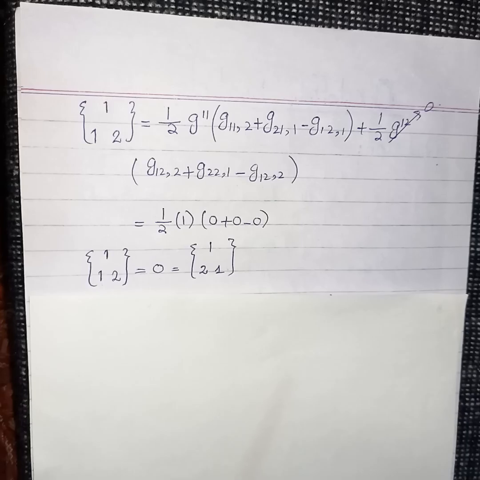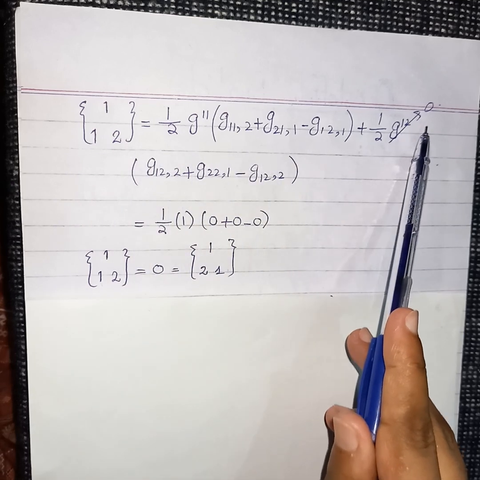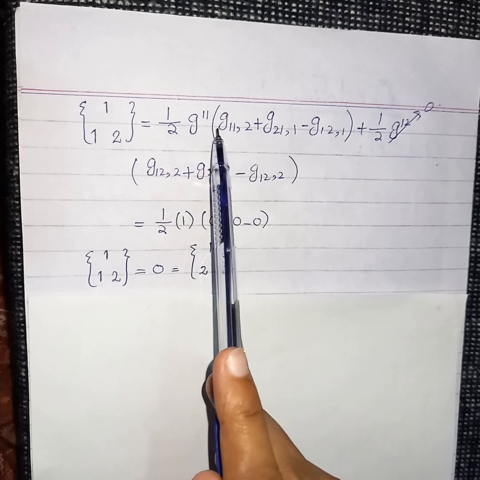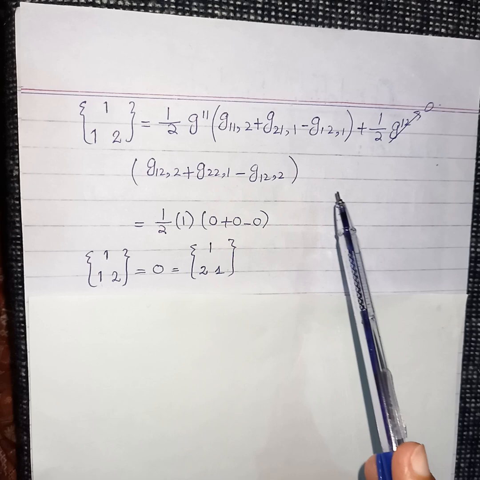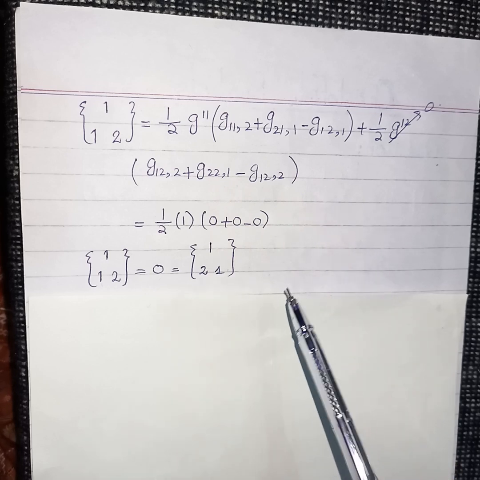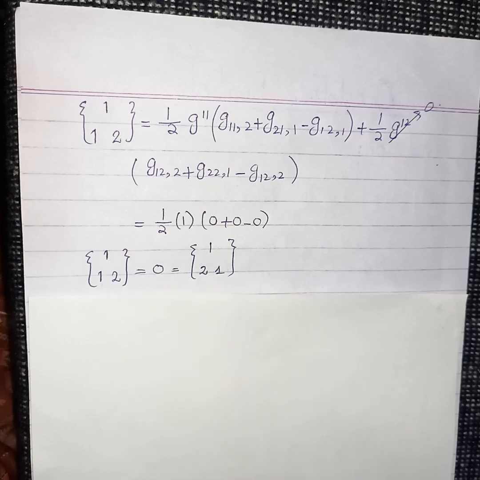In a similar manner, gamma 1 1 2 is equal to this one, and g12 is equal to 0 because a non-diagonal entry is equal to 0. And here if we take the partial derivative of g11 with respect to theta, then definitely it is equal to 0 because g11 is a constant value, so its partial derivative will vanish. And due to symmetry, gamma 1 2 1 will also become equal to 0.